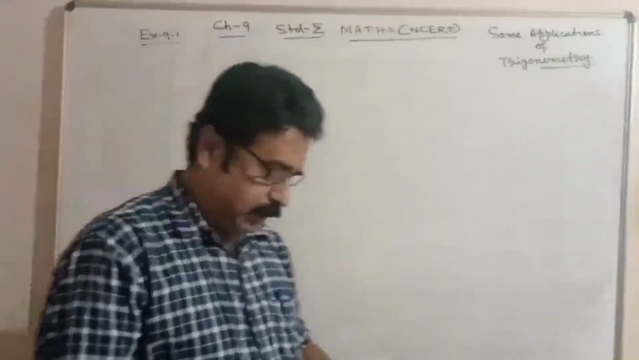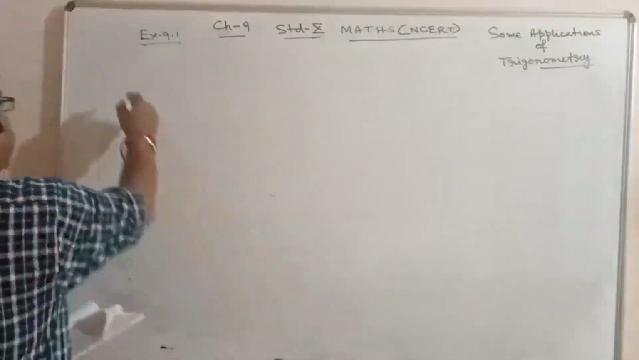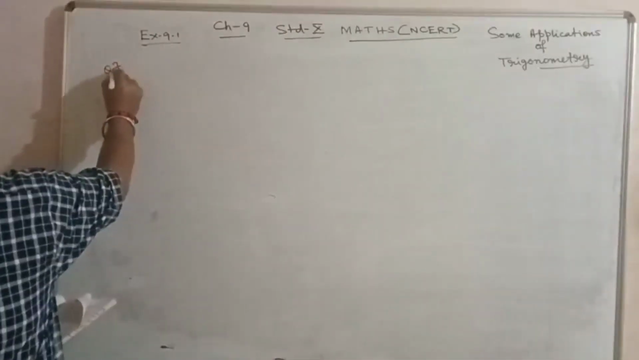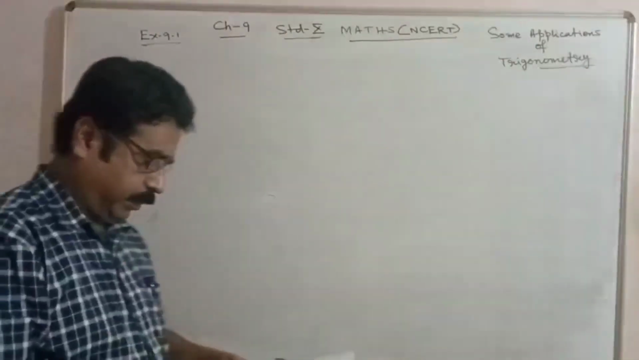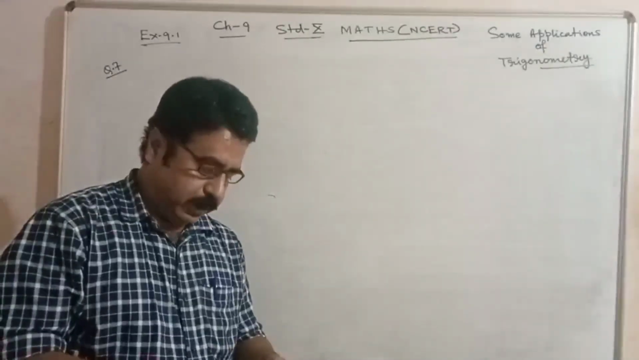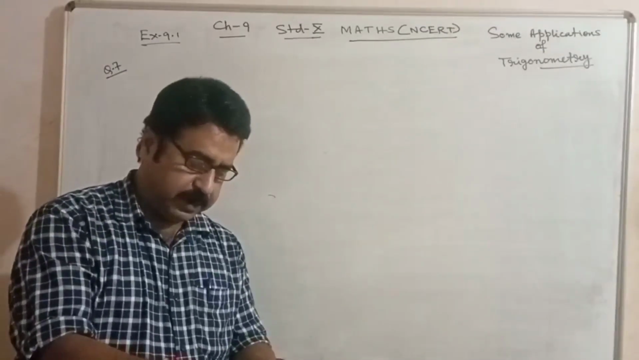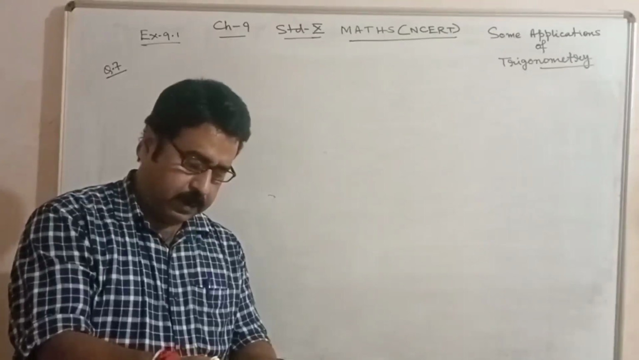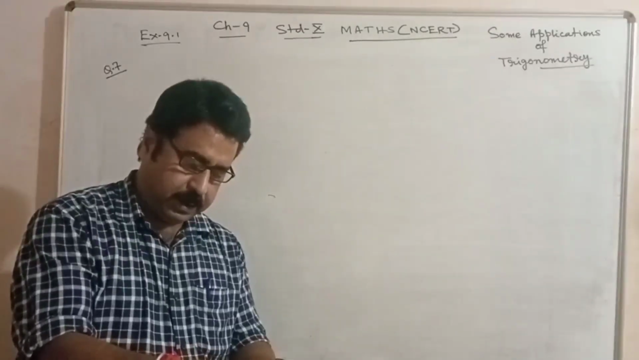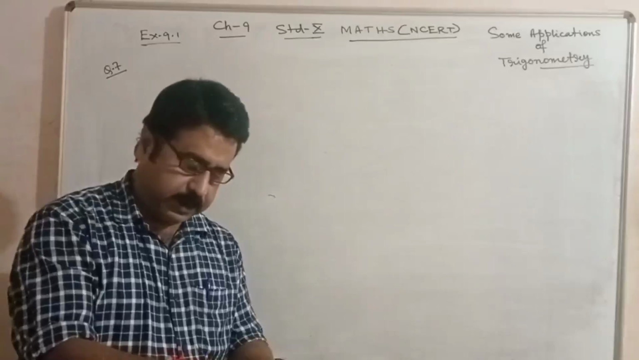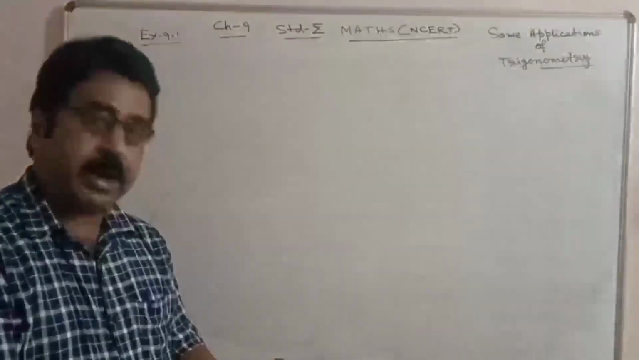Now question number 7. From a point on the ground, the angles of elevation of the bottom and top of a transmission tower fixed at the top of a 20-meter high building are 45 degree and 60 degree respectively. Find the height of the tower.